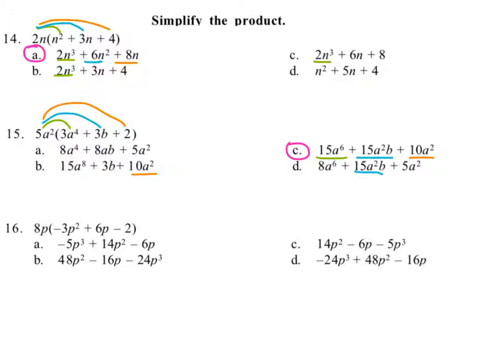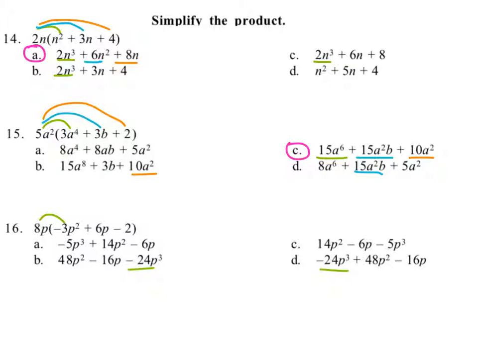All right, let's do it one more time. 8p times negative 3p squared. 8 times negative 3, negative 24, and p times p squared is p cubed. So we've got negative 24p cubed. That D is the only one that's got that. Oh, actually, no, that's not true. This is written out of order, but B's got it as well.